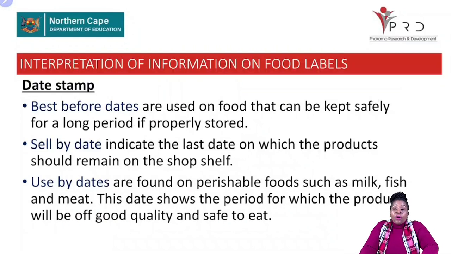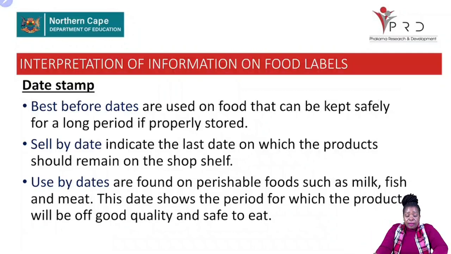And then we also have got a date stamp on our food labels, right? We've got the best before date, the sell by date, and the use by date, right? The best before dates are used on food that can be kept safely for a long period if properly stored. For example, convenience foods like canned foods would come with a what? A best before date.